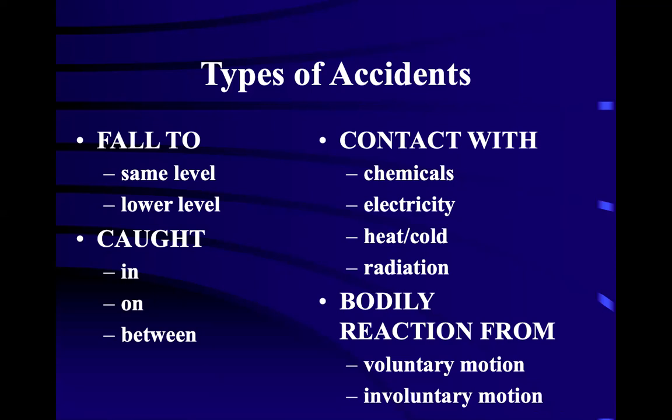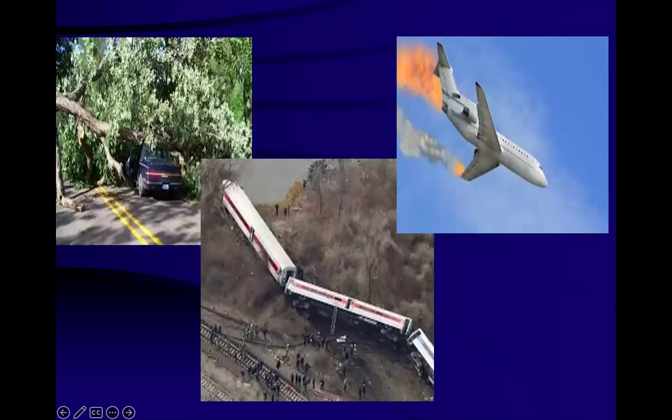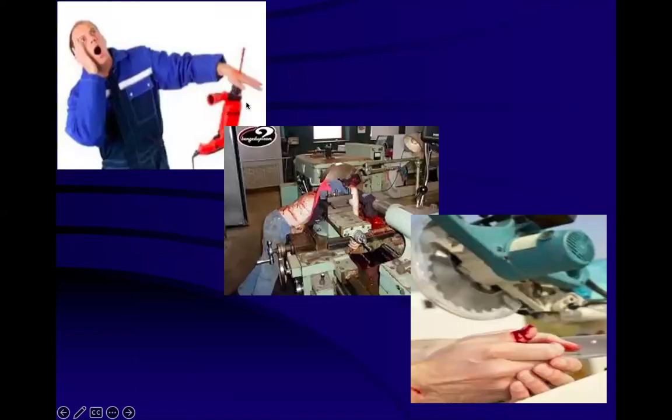Sometimes you can also have contact with chemical agents that can also cause harm to your body, electricity, heat, or cold, or even radiation. Or sometimes you can also have bodily reaction from voluntary movement or involuntary movement that can also cause an accident. So on the slide you see here, this young man has fallen to the same place, but this young man has fallen to a level below where he is. And in all of this, if you are not protected, you can be engaged in an accident, and the results could also be very dire. This young man has accidentally drilled his hand.